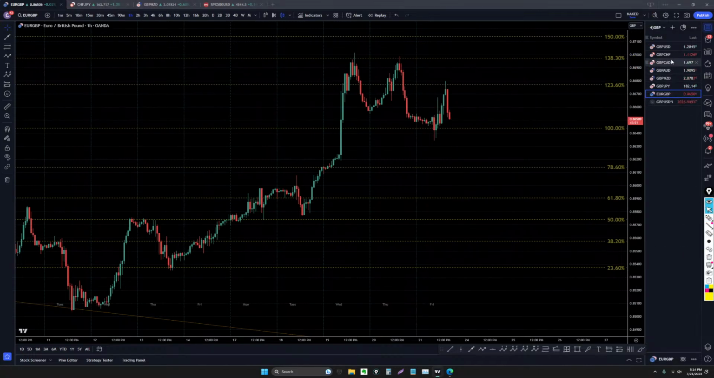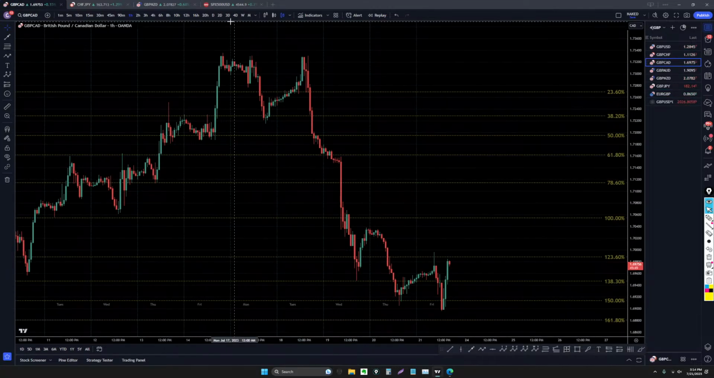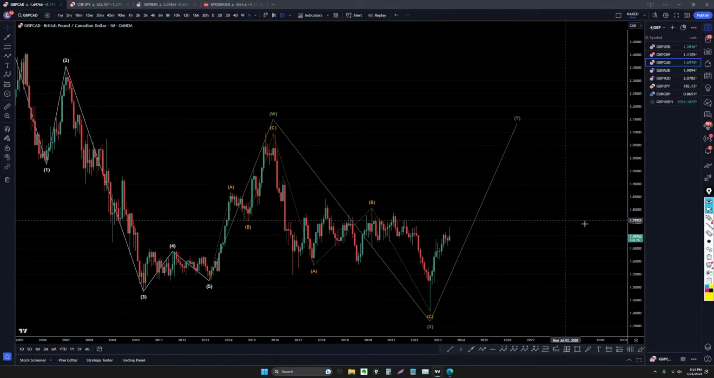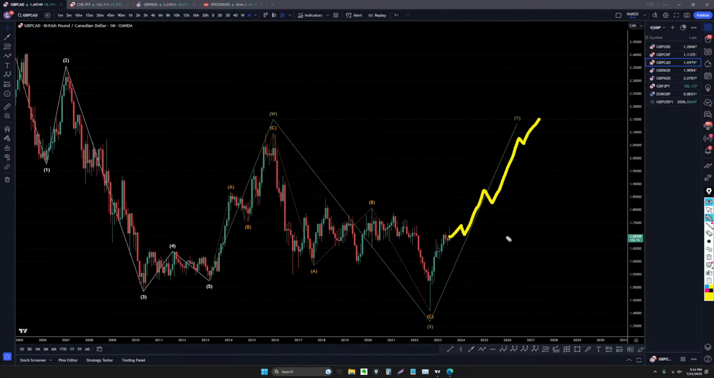The pound Canadian. That's breaking structure. Well, not yet, but it looks like it's going to. It's definitely going down, but it kind of looks like it needs to go up again. What's it look like on the weekly and the monthly? Oh yeah, now I remember. I think this is in a big uptrend, which over the coming weeks and months is probably going to do something like that.